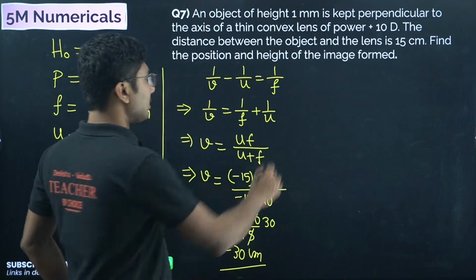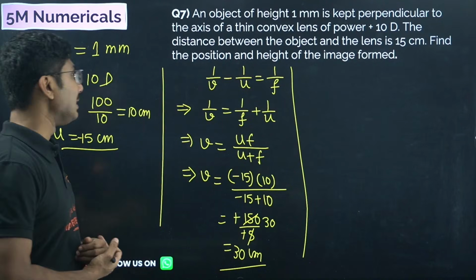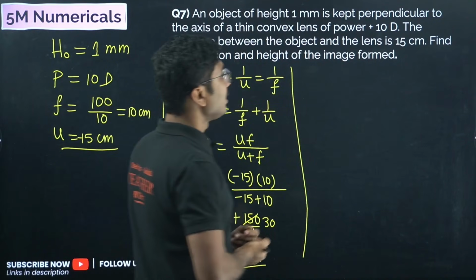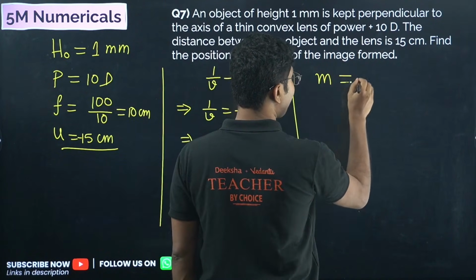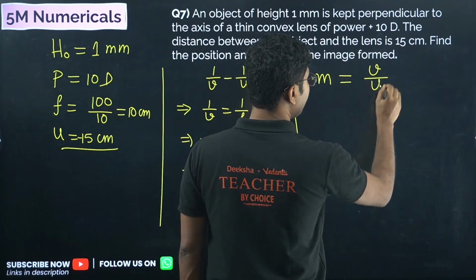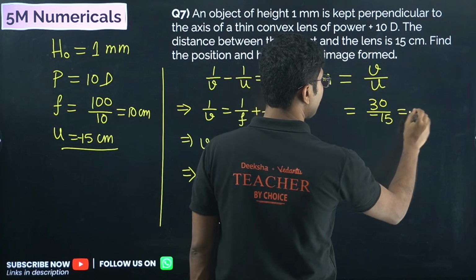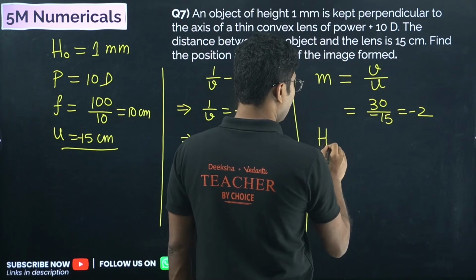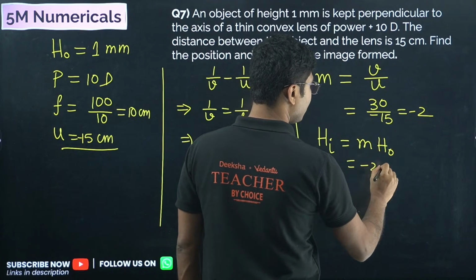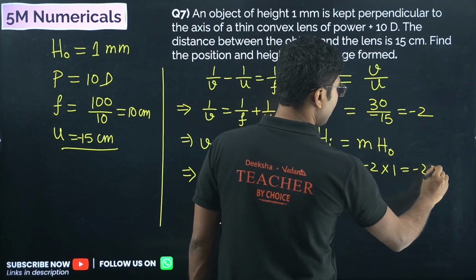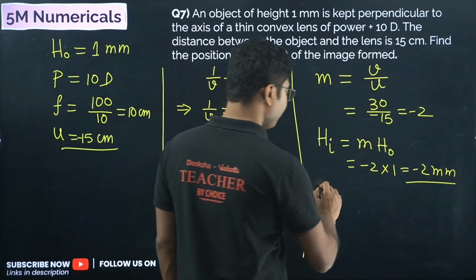So we have calculated the image distance. Now we have to calculate the height of the image. To do that, we have to calculate the magnification, which is given by v upon u. So v is 30, u is minus 15, that equals minus 2. So the height of the image will be given by m into height of the object, which is minus 2 into 1, that is minus 2 millimeter. Now what is the significance of minus? Minus represents the image is inverted.